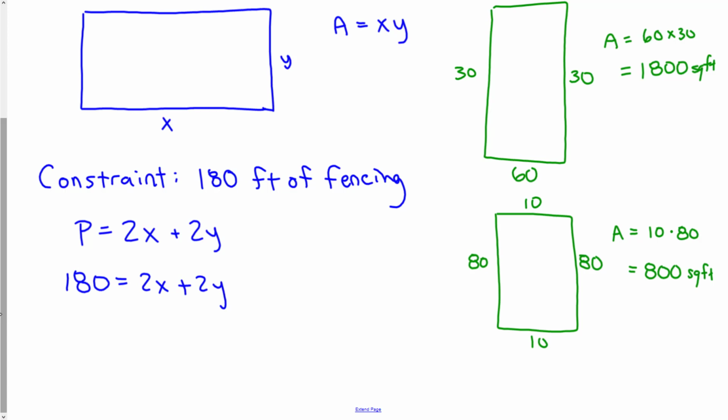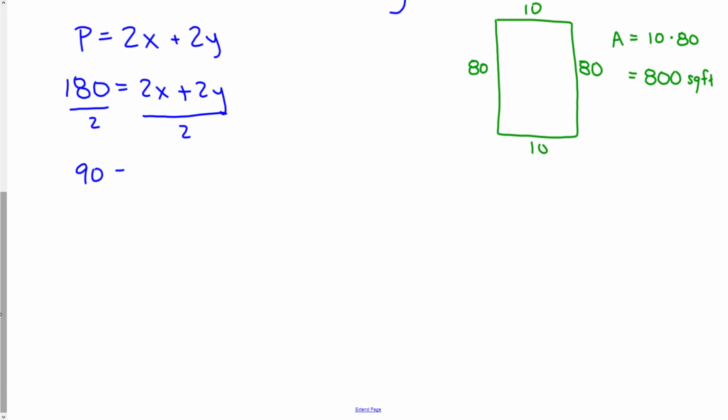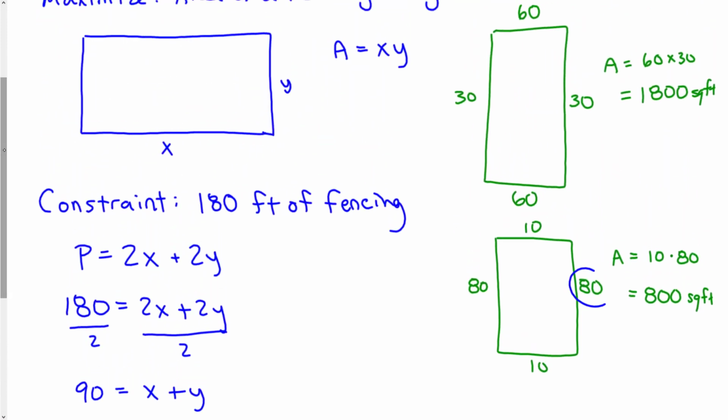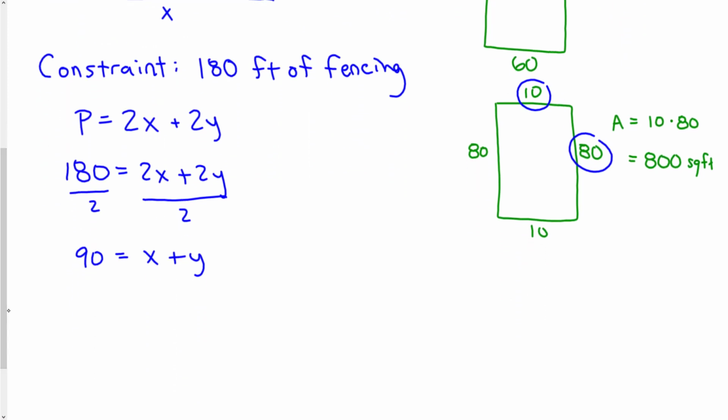Or equivalently, if you divide both sides by 2, 90 has to be equal to x plus y, which if you look at these two that I did, 80 plus 10 is 90, 30 plus 60 is 90. The only way to get the perimeter to be a total of 180 is if those two sides add up to 90. Right? So that we can actually solve for one of the variables. It doesn't really matter which one. We could say y equals 90 minus x, for instance.